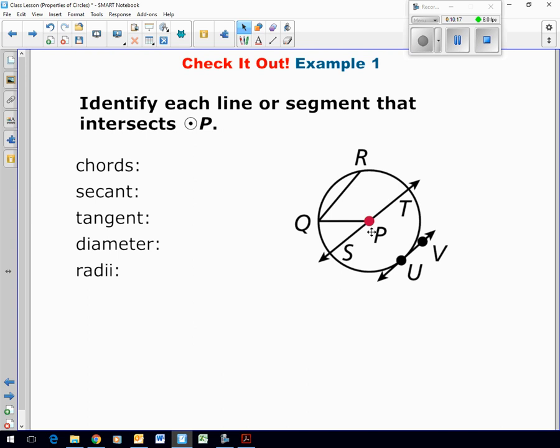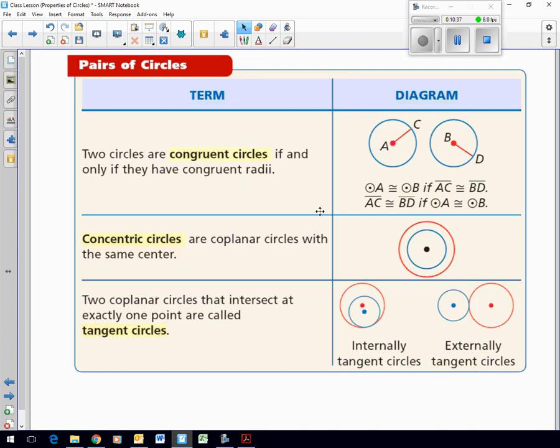And then we got some radii here. Let's start in the center and work our way around. I got PQ, PT, PS. If I wanted to, I could have said PR, PU, but that stinks.